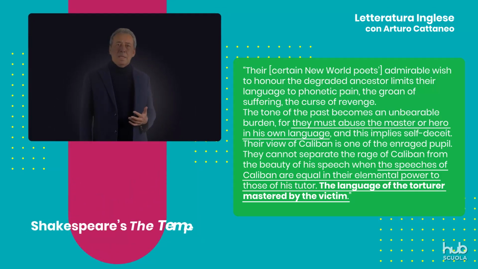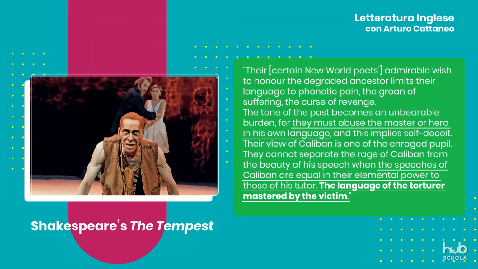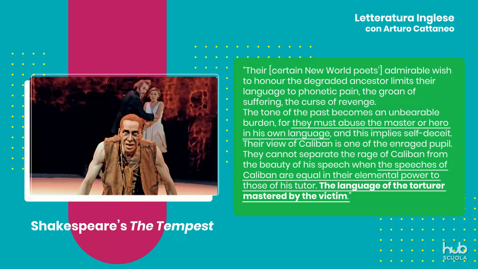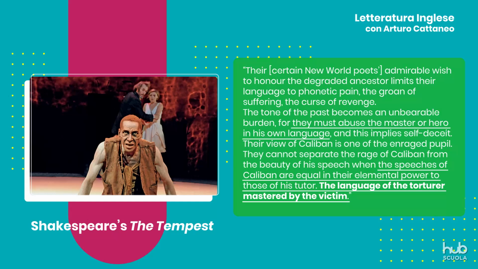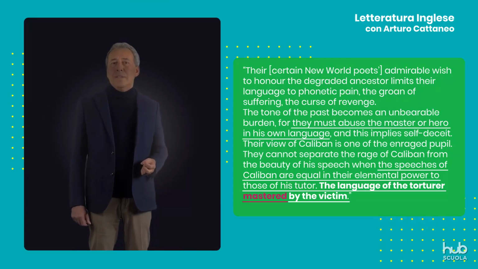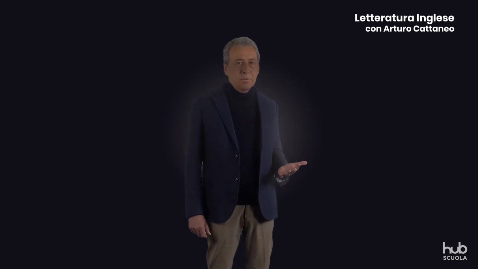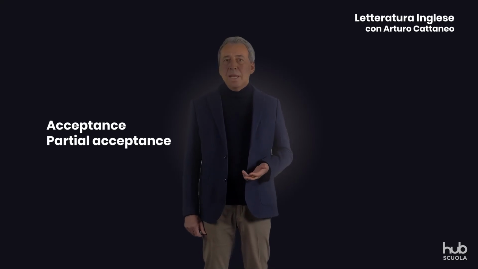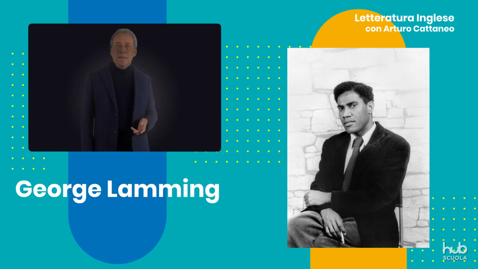In Shakespeare's The Tempest, Caliban, the native of the island, speaks English as well as Prospero or the other European characters in the play. The important sentence here is the last one, highlighted, "the language of the torturer mastered by the victim," which is a way of appropriating the imposed language. So we see that Salman Rushdie and Derek Walcott are spokespersons for what we might call acceptance or partial acceptance of a foreign language. For other writers, however, such as George Lamming, this is not true.